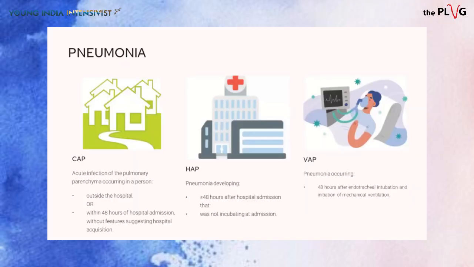As we know, it can be a community-acquired pneumonia, which is acquired outside of the hospital or within 48 hours of hospital admission without features suggesting hospital acquisition. It could be a hospital-acquired pneumonia, which develops more than 48 hours after hospital admission and was not present or incubating at admission. Or it could be a ventilator-associated pneumonia, occurring 48 hours after endotracheal intubation. Now, if they're on ventilator-delivered PAP or on BiPAP, that's not in the definition, but the question is whether that should be considered VAP as well.